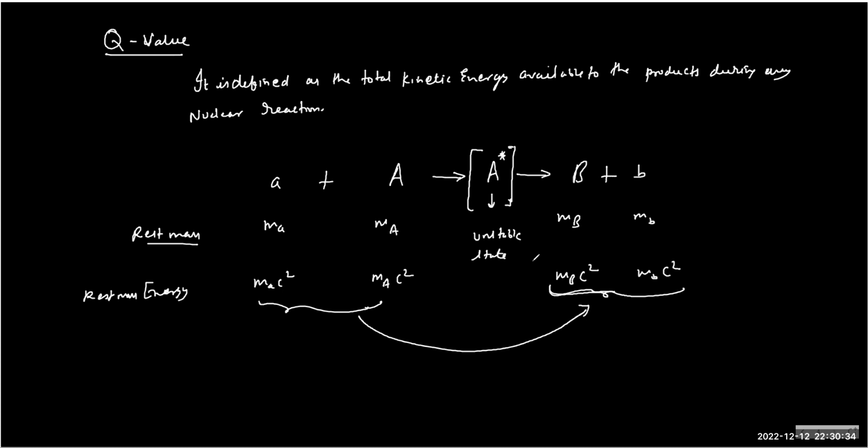So most spontaneous nuclear reactions will occur in a way to reduce the rest mass, not the mass. We talk about the rest mass, and therefore the Q value is called the total energy available. So when you convert from here to here, you had energy this much. Now you have energy only this much.